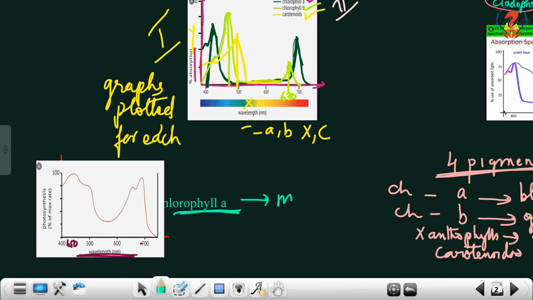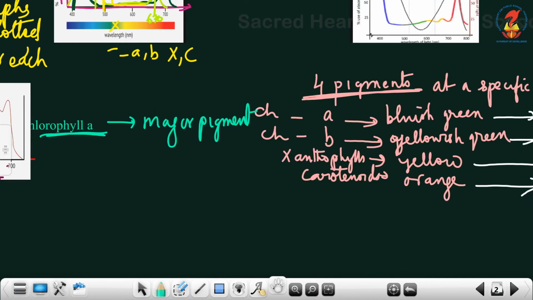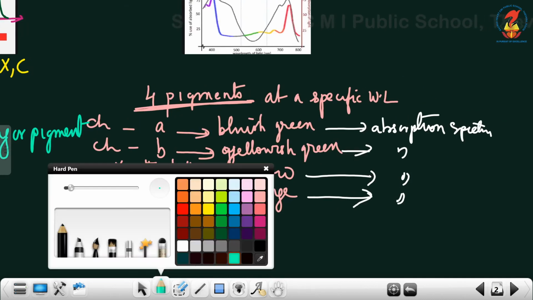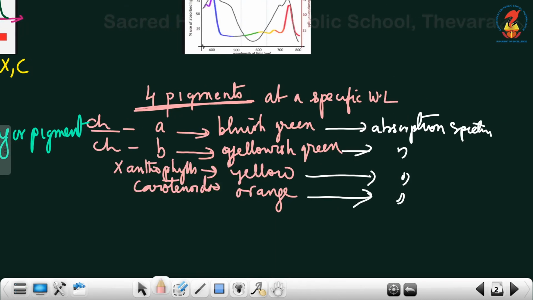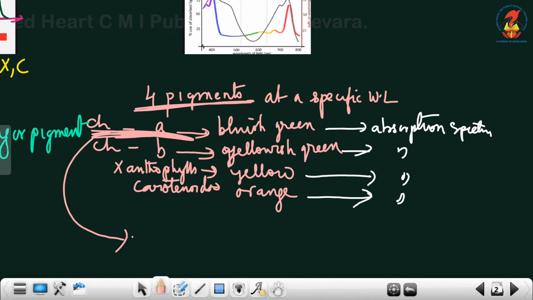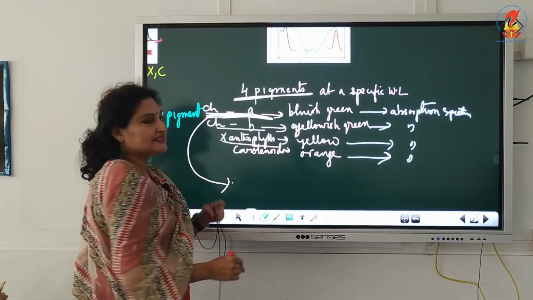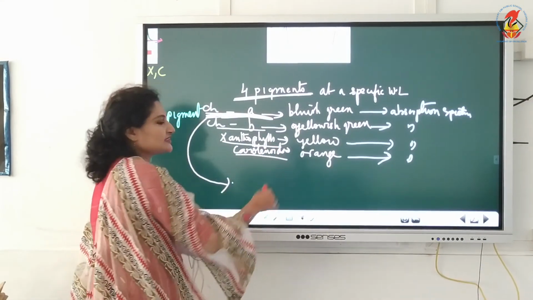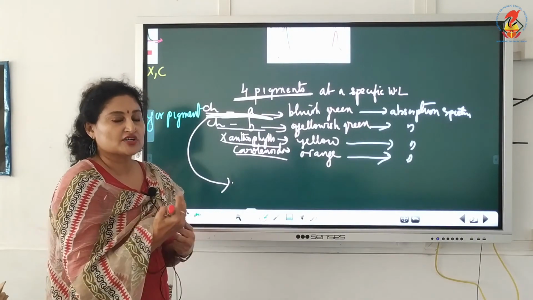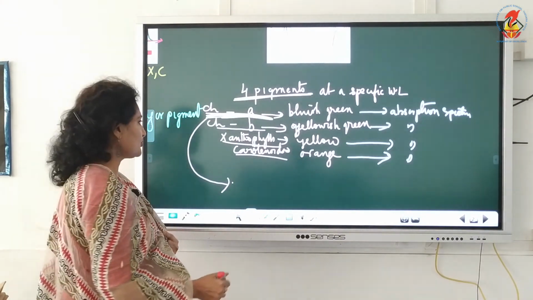Chlorophyll A is a major pigment, meaning it's the pigment that absorbs the light rays during photosynthesis. Of all the pigments, it was chlorophyll A that coincided, which means chlorophyll A is a major pigment. Chlorophyll B had its peak at other wavelengths, xanthophyll had peaks at other wavelengths, and carotenoids at other wavelengths, not correctly corresponding or coinciding with the rate of photosynthesis.